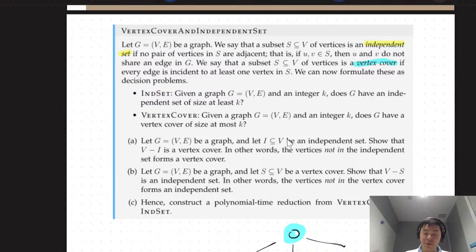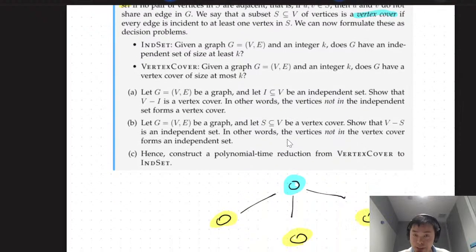So these two concepts are very important, but they seem very distinct. They seem very different. In fact, what we'll show is that computing independent sets and vertex covers are actually equivalent. So let's have a look at these two decision problems. My input is a graph and an integer K. The independent set problem is to decide if G has an independent set of at least K vertices, and the vertex cover problem is to decide if G has a vertex cover with at most K vertices.